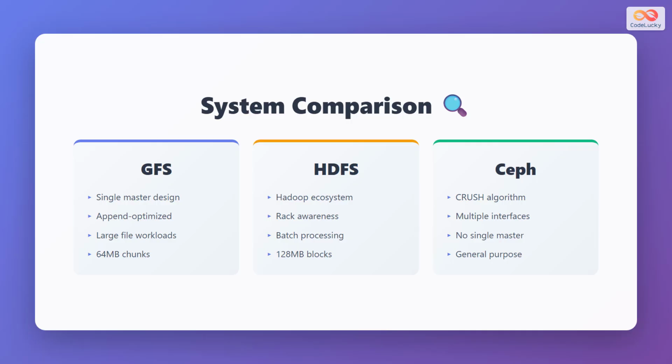When comparing these three systems, GFS uses a single master design and is optimized for append operations on large files with 64 megabyte chunks. HDFS builds on GFS concepts, adds rack awareness for Hadoop ecosystems, handles batch processing well, and uses larger 128 megabyte blocks. Ceph introduces no single master through its CRUSH algorithm, supports multiple interfaces for different use cases, scales more elegantly, and is better suited for general-purpose storage. Each system makes different trade-offs between simplicity and scalability.